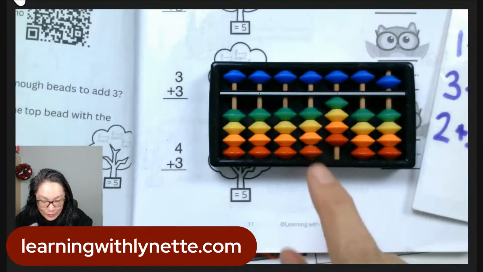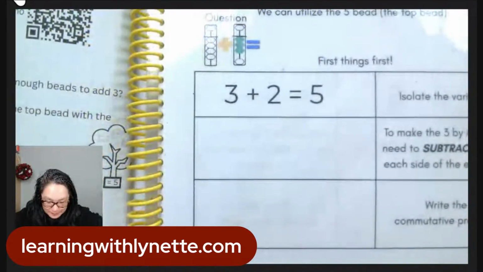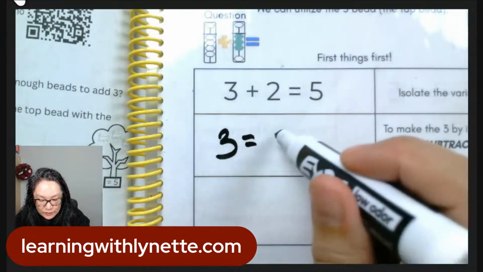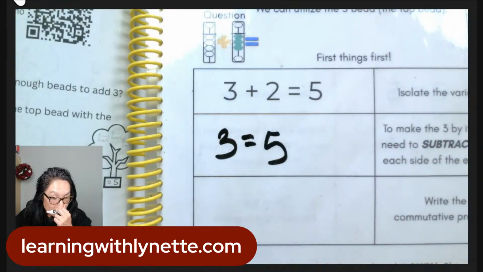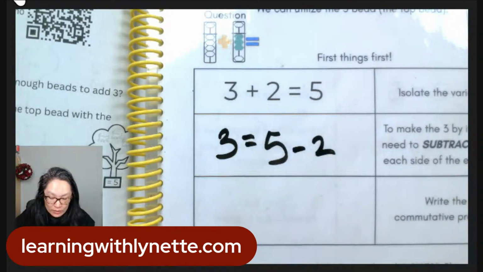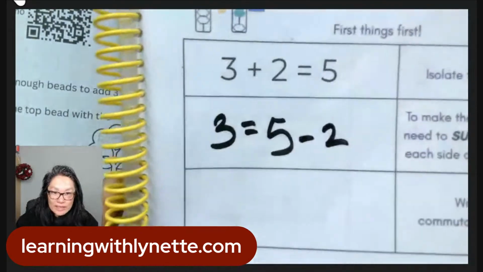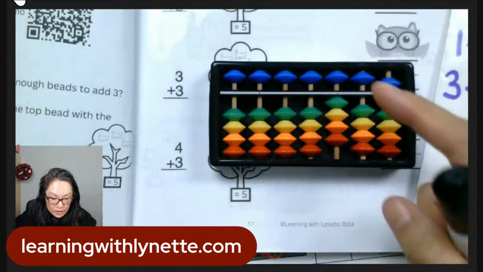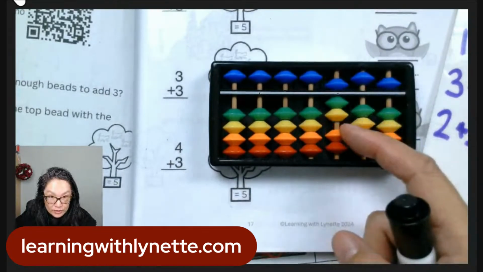So we want to add the 3. When we add the 3, we're going to isolate it. When we do 3 is equal to 5, again, this is not balanced. So we need to minus the 2. When we minus the 2, now we're given directions. We're given directions how to use the abacus. All we need to do is add the 5 and take away the 2. So what we're going to do is add the 5 and take away the 2.